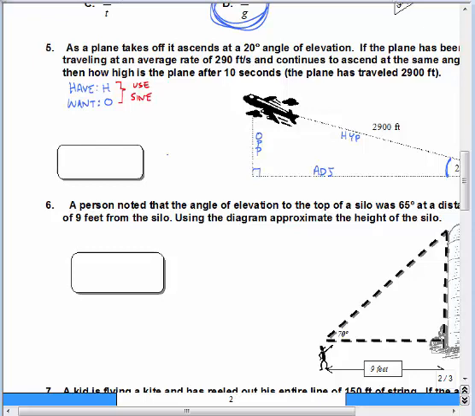And then just like always, we set up the statement. So in this case, it'll be sine of the given angle, which is 20 degrees, is equal to opposite over hypotenuse, because that's sine's relationship. It's always O over H. O we don't know, we're trying to find it, so we'll call that x. And hypotenuse we know is 2900. And then just like we've done several times prior, you put the sine of 20 over 1 and cross multiply. So this will be x times 1, which is x, is equal to 2900 times sine of 20.